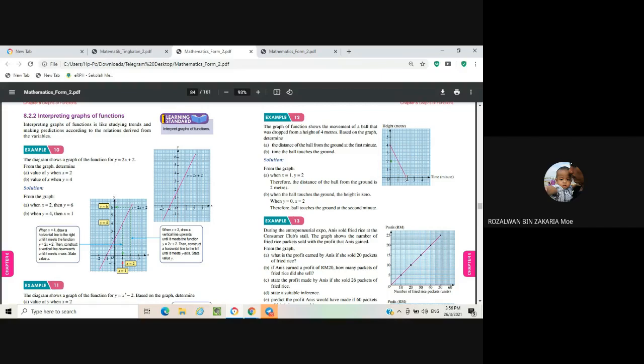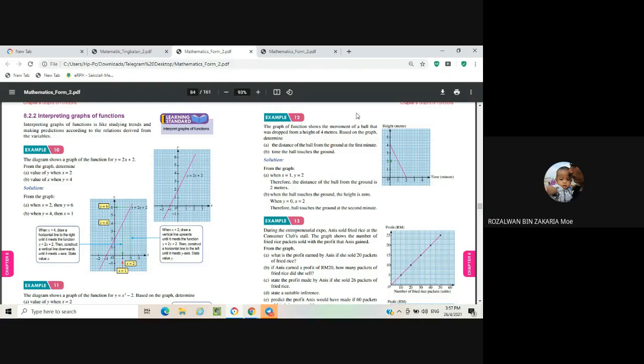2 minutes here. That's why here, when the ball touches the ground, the height is 0. So when y equal to 0, x equal to 2. Therefore, the ball touches the ground at the second minute. Okay, so that's the answer for this one.